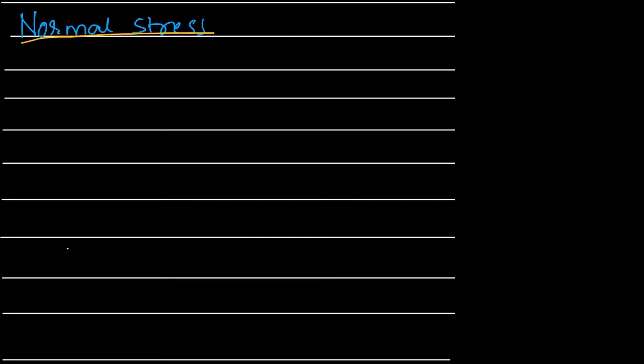So normal stress. Now, stresses, you are going to get different types of stresses here. Normal stress is defined as when a component is subjected to axial loads. When a component is subjected to axial loads, then you can say it is subjected to normal forces or normal stresses. So let us take an example here.